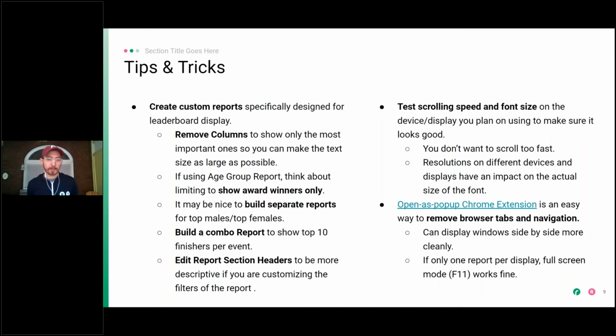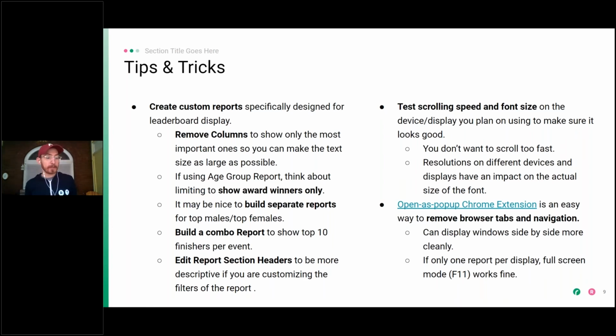It might be nice to build separate reports to show the top 10 males and the top 10 females. Maybe have two sections in a single report, top 10 males and top 10 females, or two different reports and open them up side by side in a browser. Building combo reports to show the top 10 finishers per event in one single report could be a really cool way to show, hey, here's the top 10 in the 10K and here's the top 10 in the 5K, and it just scrolls through that.